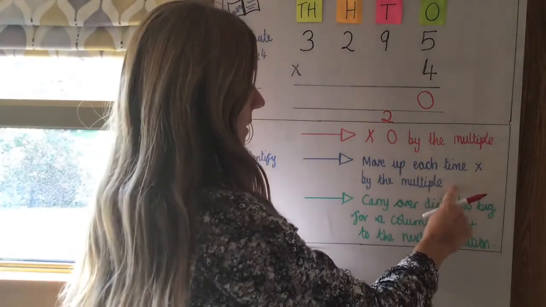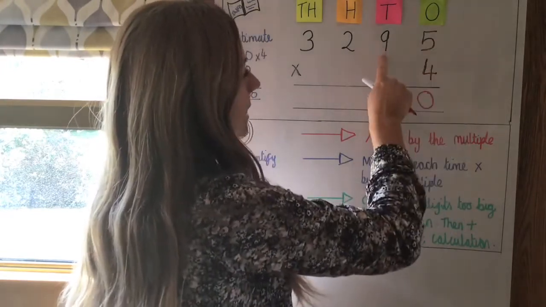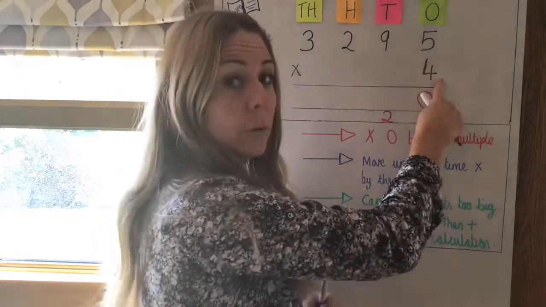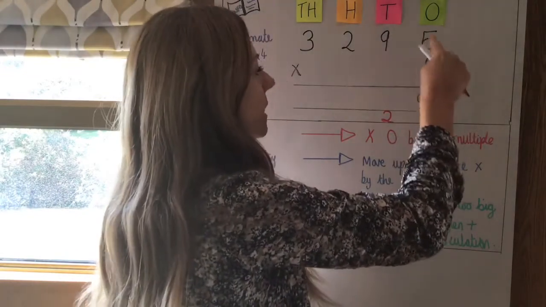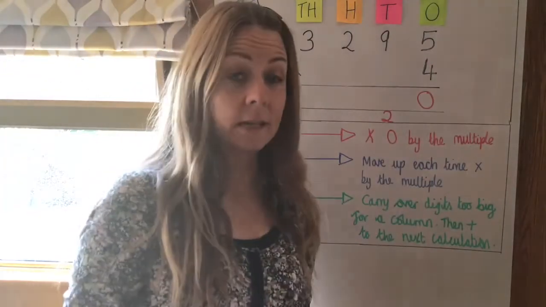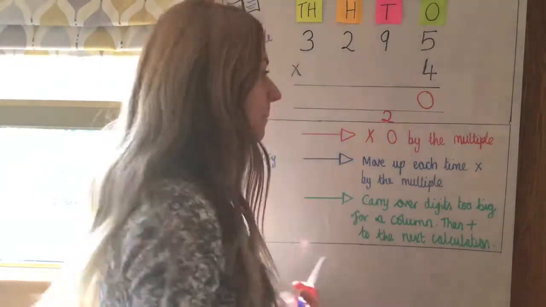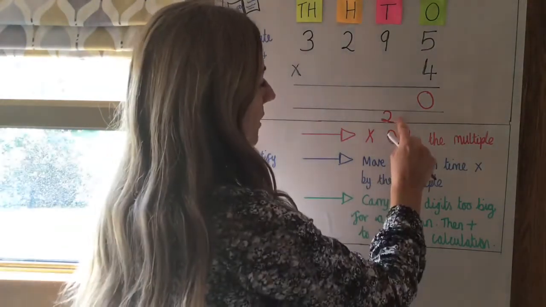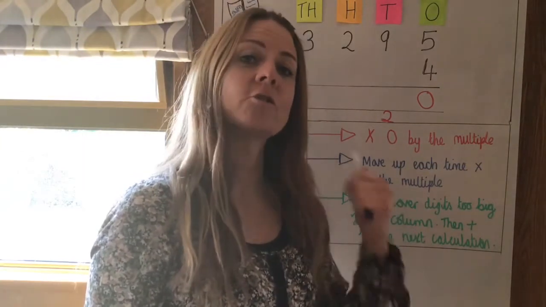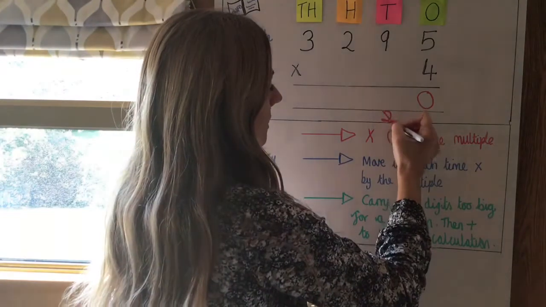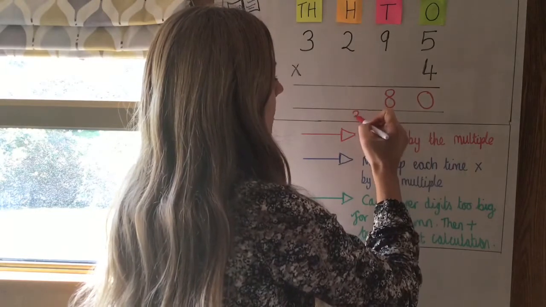So we jump to step 3. But now we need to go back to step 2. We need to move up each time and times by the multiple. So our next column is our tens and now we have to times that by our multiple in the ones column. So we have 9 tens times 4. 9 tens times 4 is going to give us 36. And 36 tens means we're going to have 360. But we have another 2 tens to carry. So 360, 370, 380. We've added them so we can cross those off. 380 means you've got 8 tens and you've got 3 hundreds.